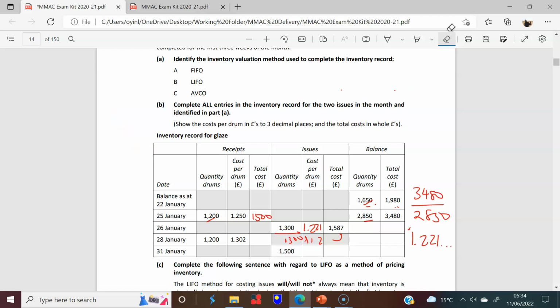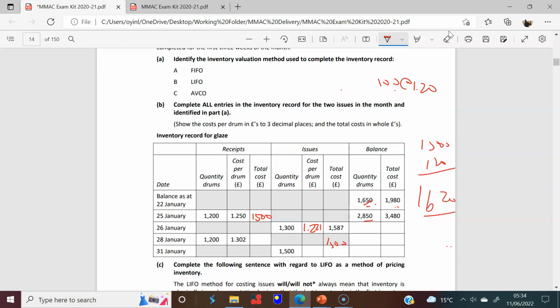If it's LIFO, then the 1,200 of these would first of all cost 1,500, and then I'll need another 100 from here, and those are at £1.20. So you're really saying 1,500 plus 120, which is 1,620. So that's not that either. So you can disqualify FIFO and LIFO and get to AVCO. So now we know that it's AVCO.